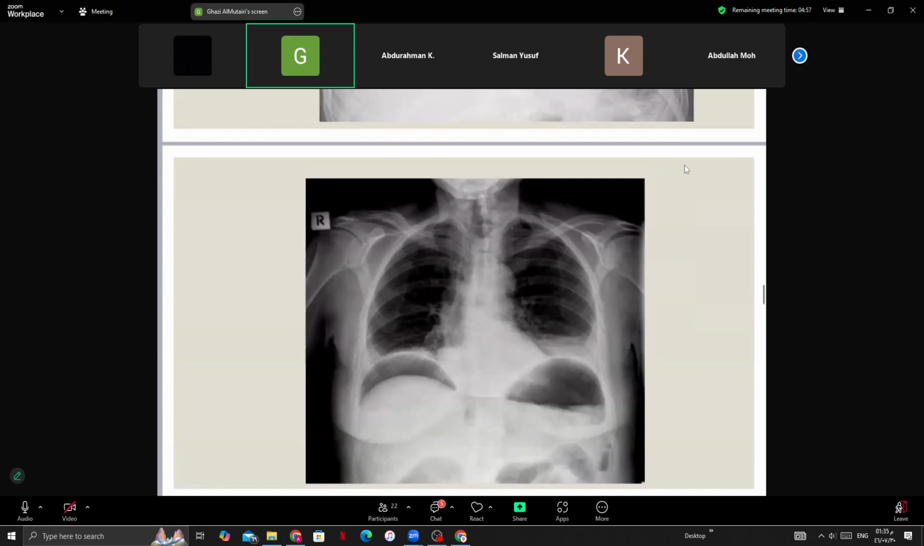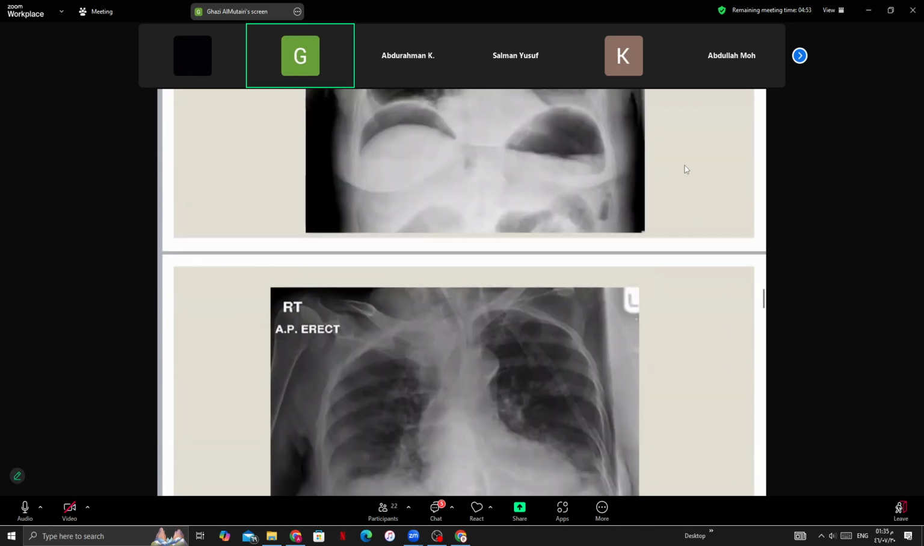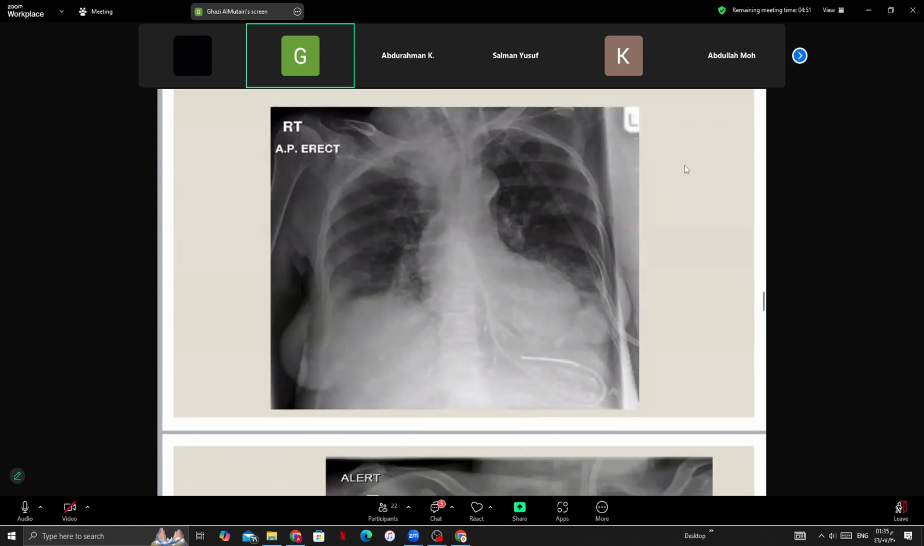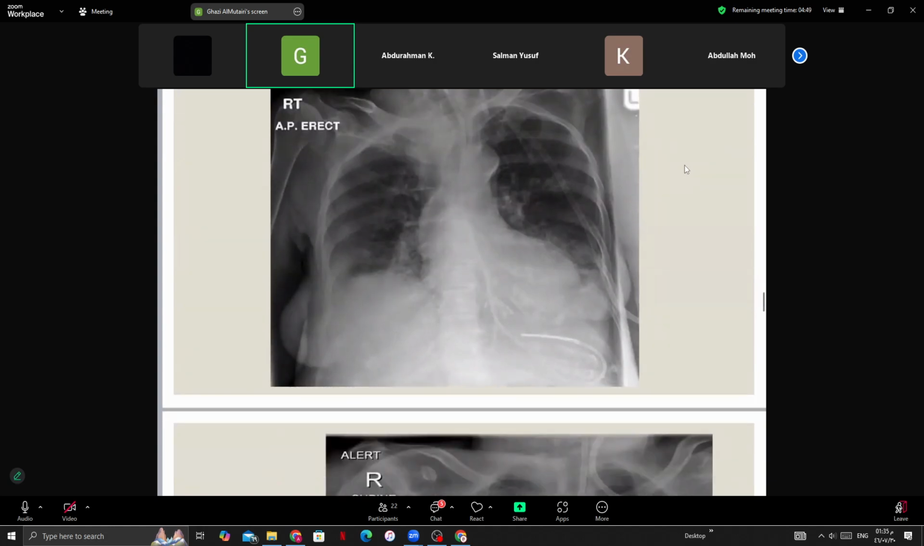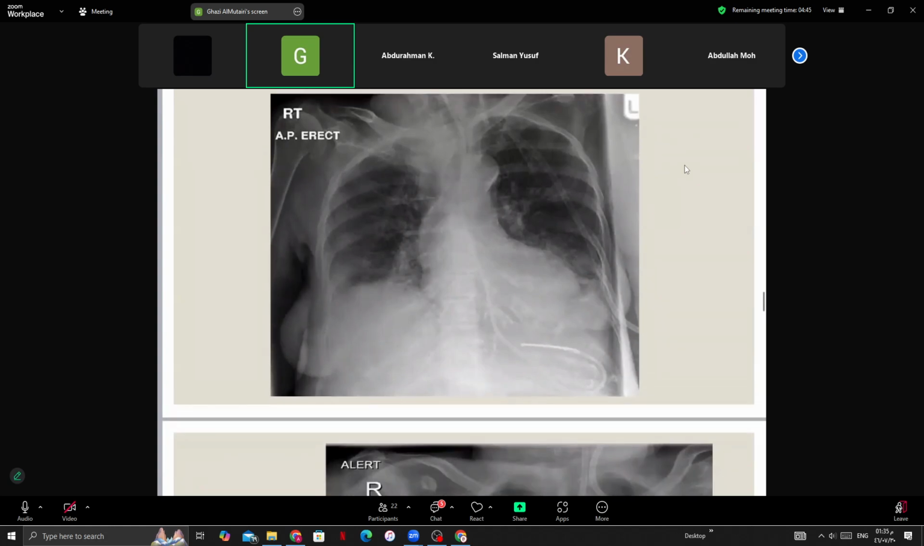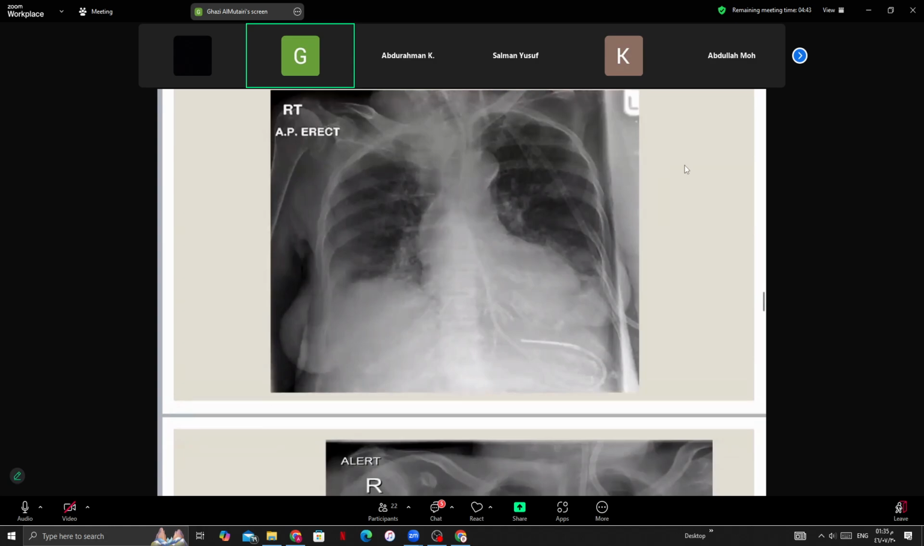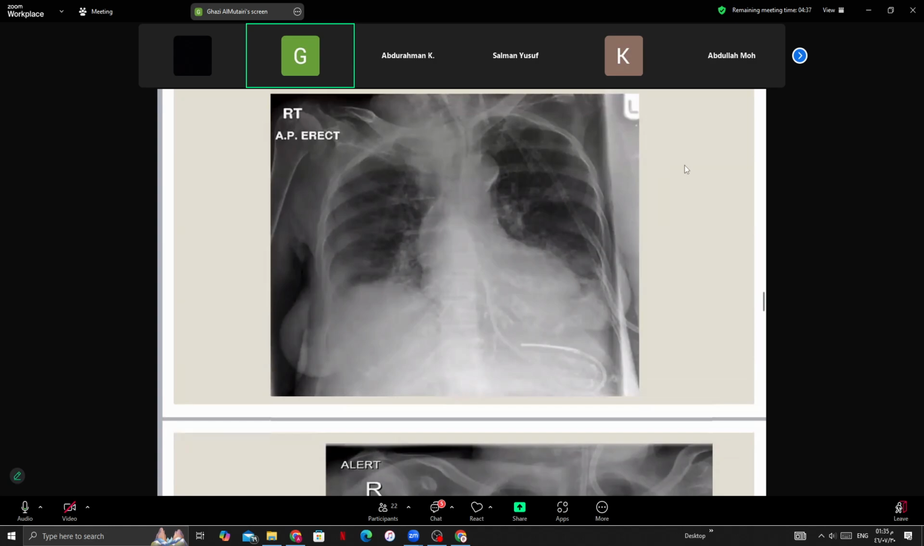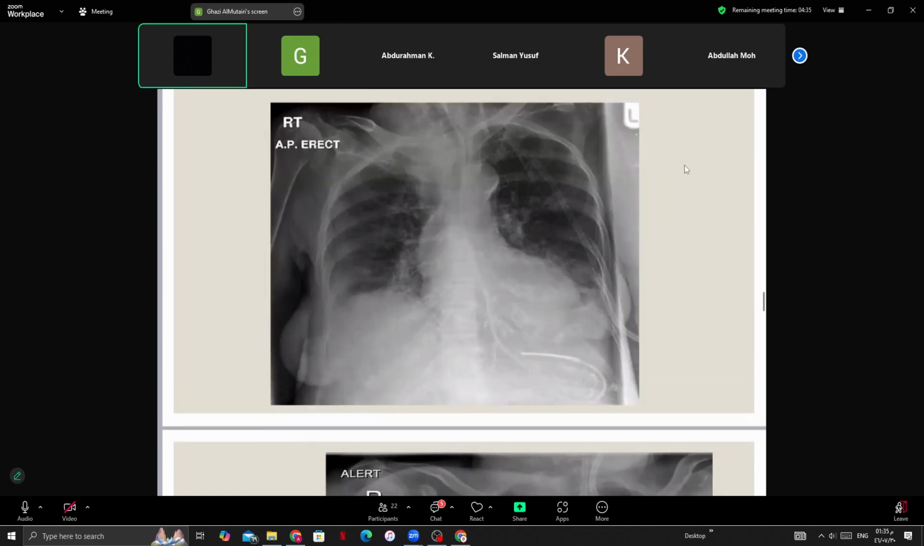Again here, this is air under the diaphragm, indicating perforated viscus. طيب هنا ايش تشوفوا هنا في الاكس راي؟ ايش اللاين اللي في الستومك هذا؟ ايش رايكم؟ ايوه nasogastric tube.